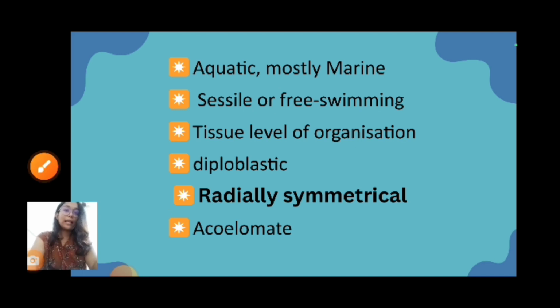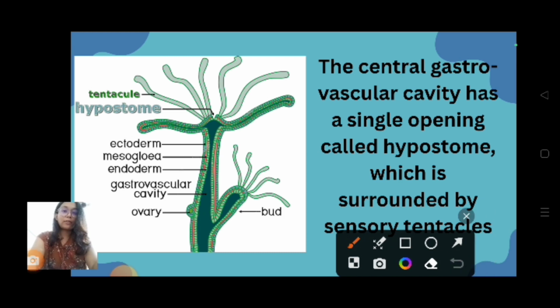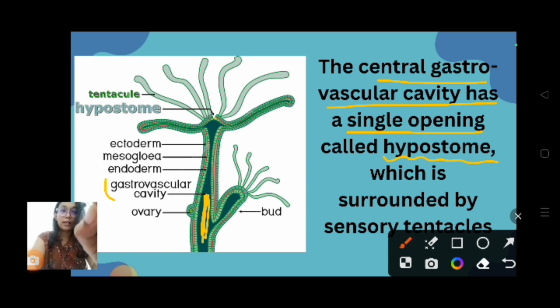Then moving on to the next slide. So here can you see the diagram? You have to refer to the diagram for this. It is saying the central gastrovascular cavity has a single opening that is known as the hypostome. Okay, so can you see here the gastrovascular cavity? This is the gastrovascular cavity. It is having one single opening. So this is the opening, can you see? This is the opening, the hypostome it is named.